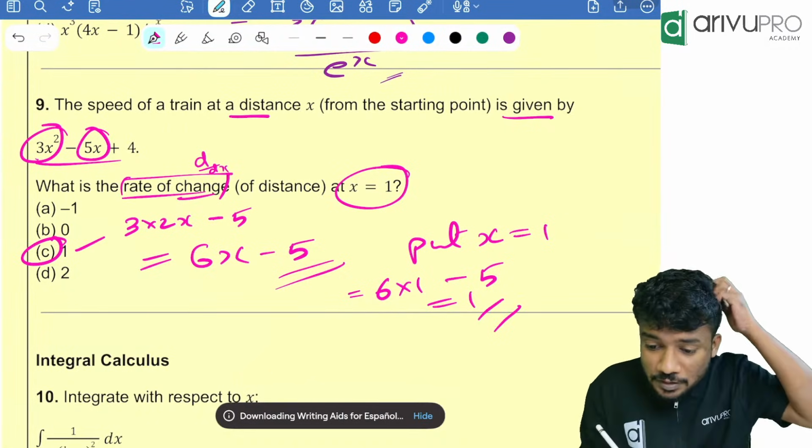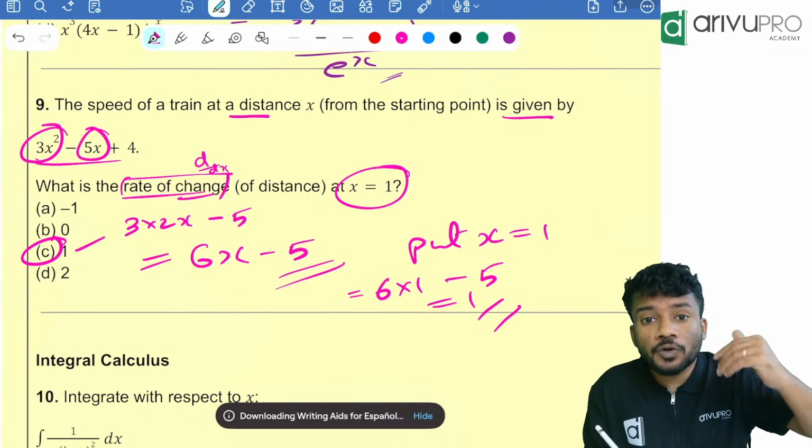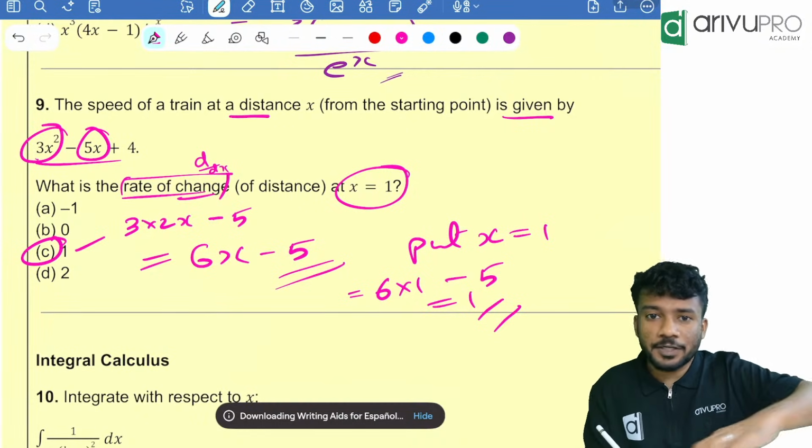Sir, after this chapter, please do a theory question video. Tomorrow, chapter 1. After that, I will be doing theory questions.